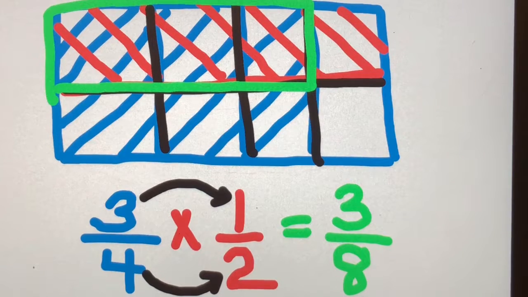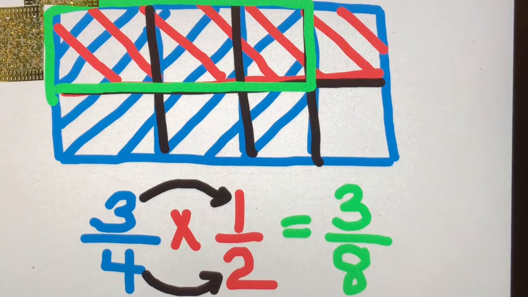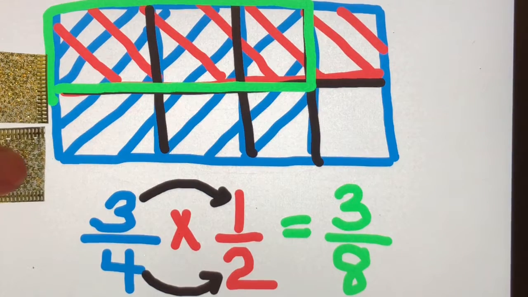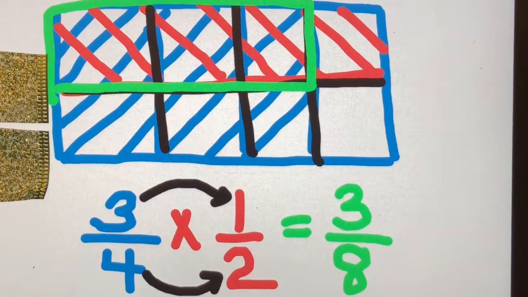So we have looked at a concrete model with our ribbon. We have looked at a visual model with our area model. And we have looked at our standard algorithm, 3/4 times 1/2 in our symbolic representation.